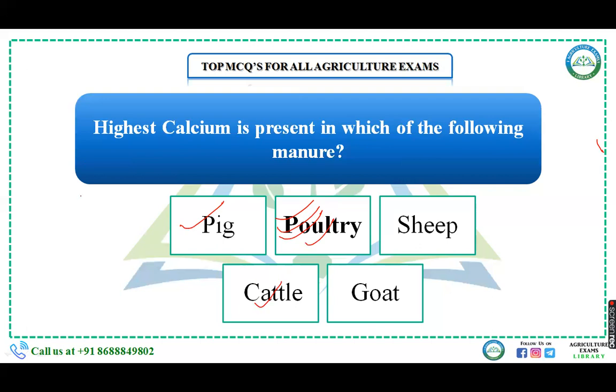If you ask in this manner, in cattle which nutrient is highest, then that is nitrogen. In sheep also nitrogen, but in pig it is potassium. Lowest, that is sulfur, but in case of pig, lowest is magnesium. But here the question is, calcium is present in which of the following manure? Highest, that is poultry.